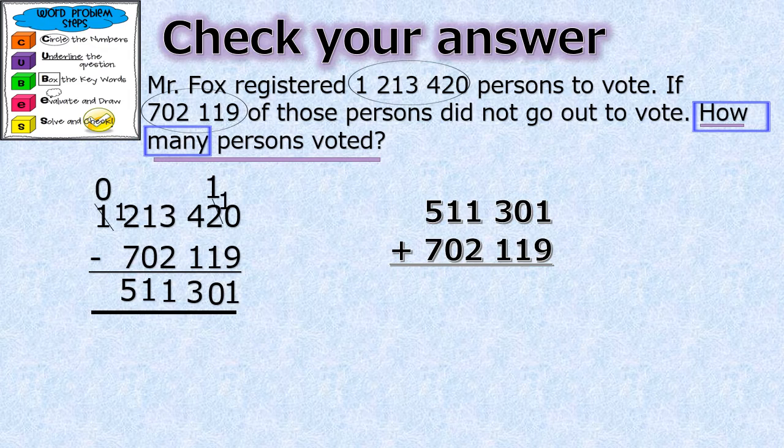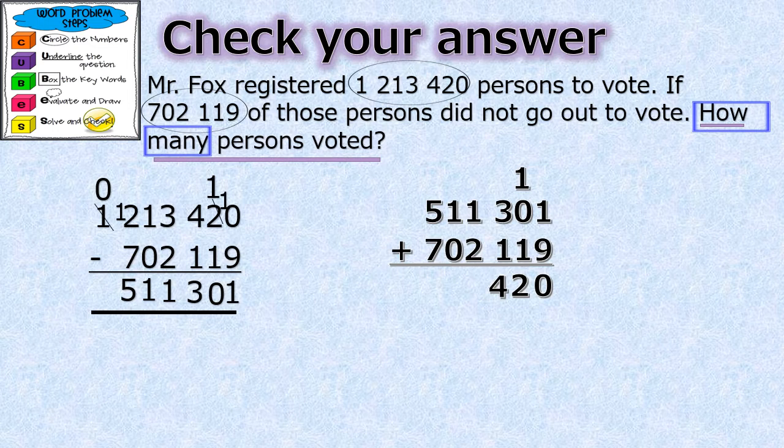1 one plus 9 ones is 10 ones. Regroup 10 as 0 ones and 1 ten. Place your 0 ones under your ones column. Carry your 1 ten above your tens column. 1 ten plus 1 ten equals 2 tens. Place your 2 tens under your tens column. 300 plus 100 equals 400. Place your 400 under your hundreds column.